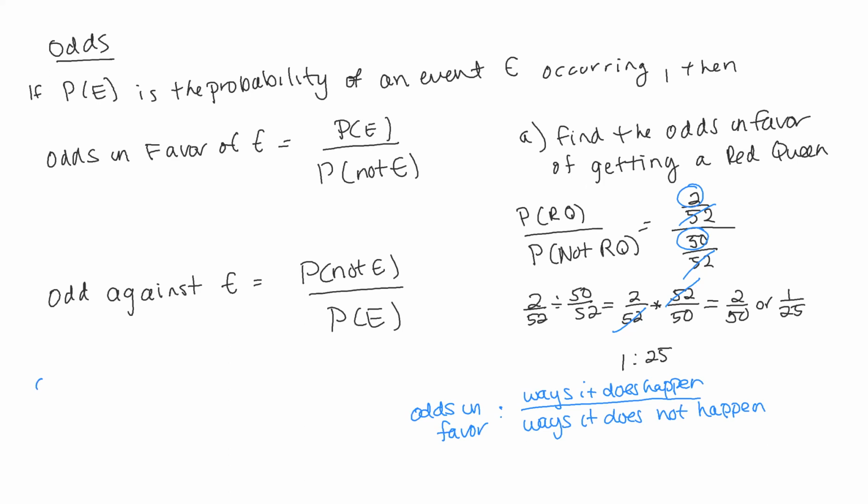If you do the odds against, you would want the ways it doesn't happen divided by the ways it does happen. All right, so you don't have to do the full fraction thing if you don't want. You can just jump to this, to like how many ways it does or does not happen. So let's look at another example.